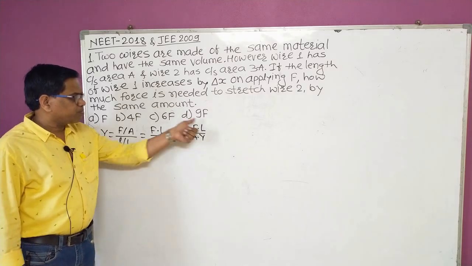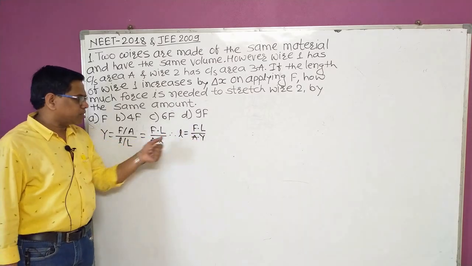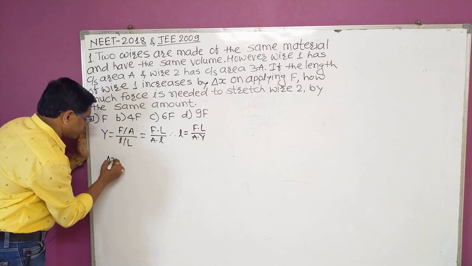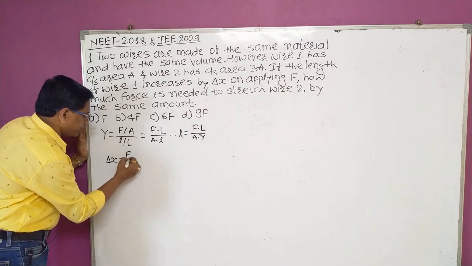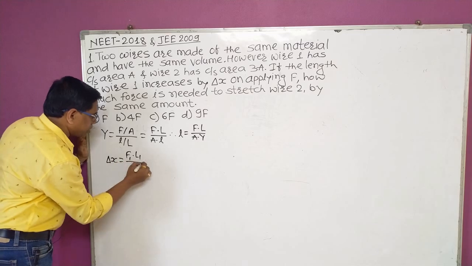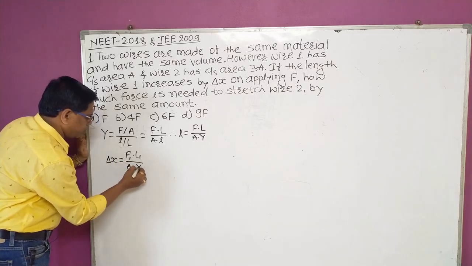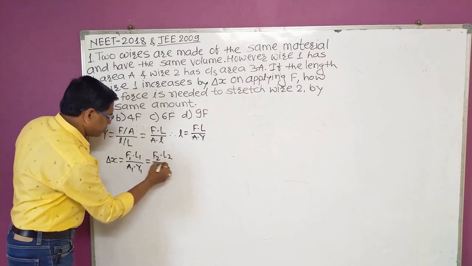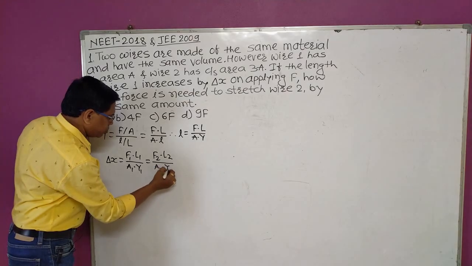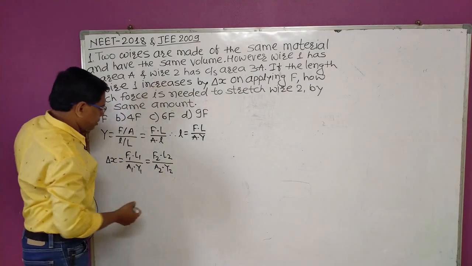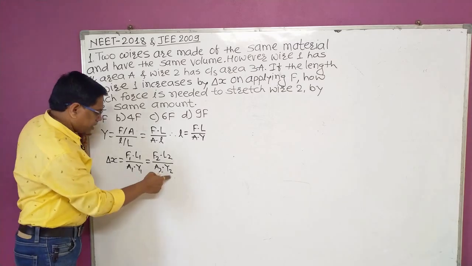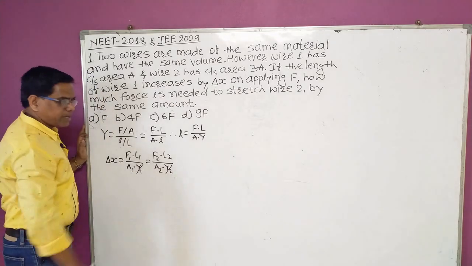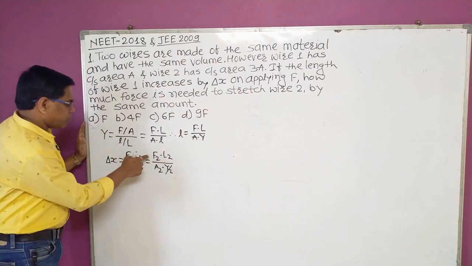So we will apply this formula to both the wires. We will get delta x is equal to, so l is given to be delta x. For the first wire it will be F1 into L1 upon A1 into Y1. For the second wire this will be F2 into L2 upon A2 into Y2. Both are having the same material, means the Young's modulus of the first wire and the second wire is the same. So Y1 and Y2 are equal to each other and hence cancel. So we have to calculate F2.